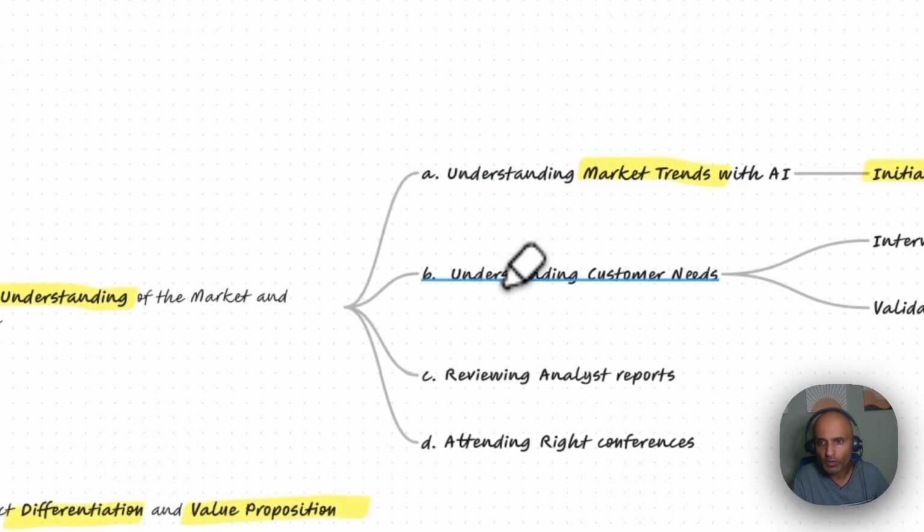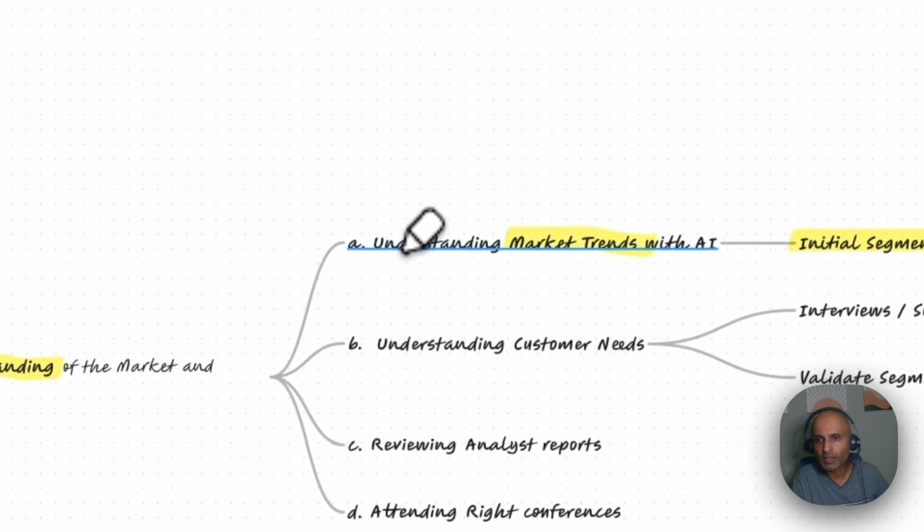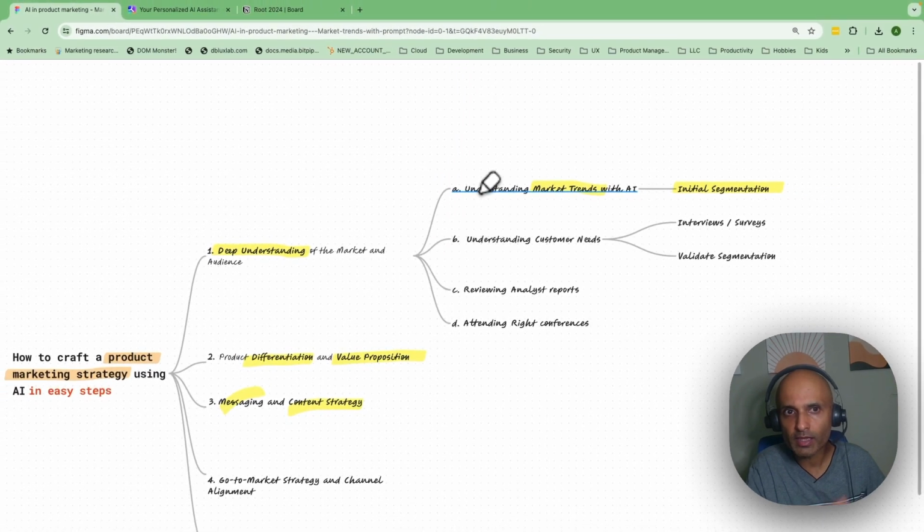There are many other steps around understanding customer needs, understanding analyst reports, and going to the right kind of conferences, but I'll be focused on getting to that market trend understanding, right? That is the place where we can use AI to quickly get what we call initial segmentation. This is not your real final segmentation because you need to align that with your go-to-market team, but it'll give you that high-level idea, especially when you launch a brand new product, and eventually you take these segments and validate them with the existing go-to-market team or your other product marketing members within the same team.